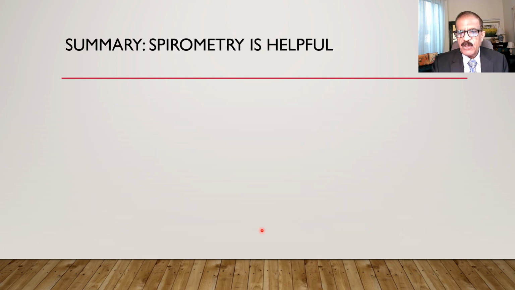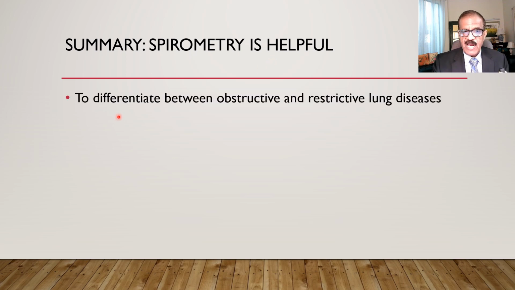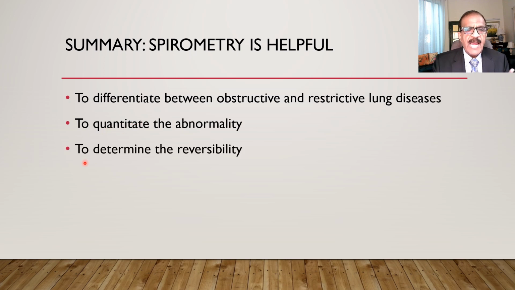Now that brings me to the end of this presentation, and now I'm going to present the summary. The summary is that spirometry is useful to differentiate between obstructive and restrictive lung diseases, to quantitate the abnormality, to know how much obstruction or how much restriction, and to determine the reversibility.